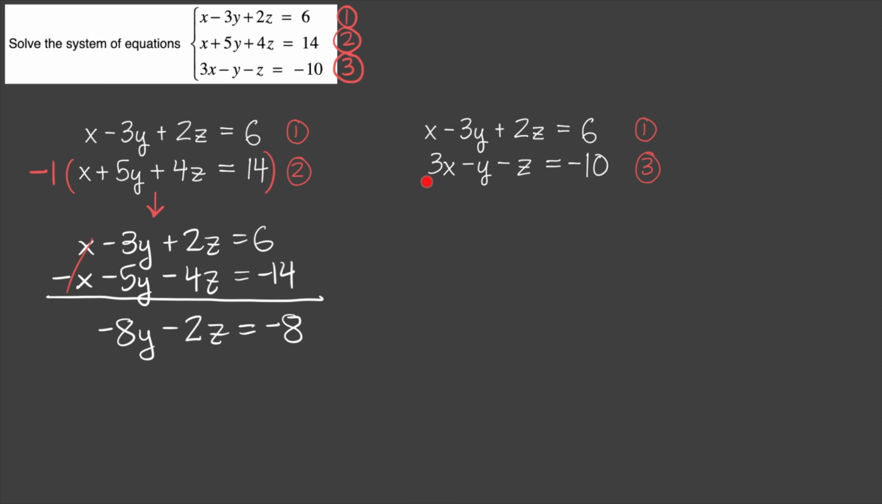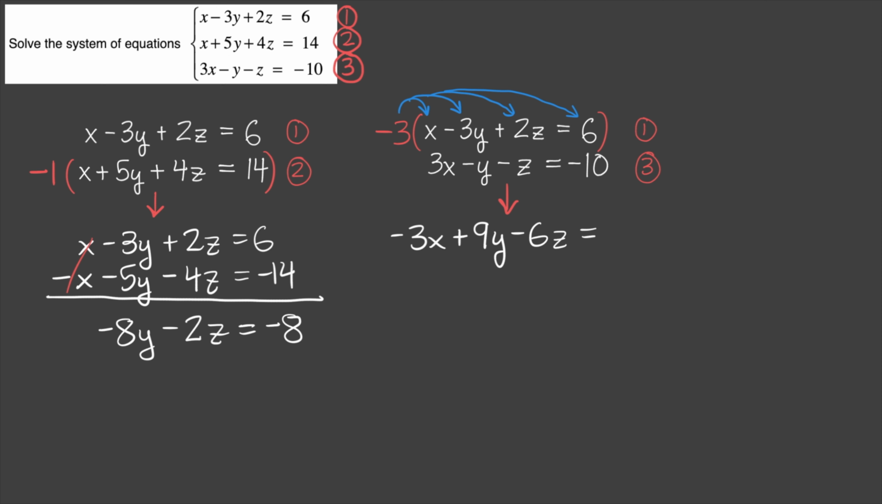Now let's go over here and do the same thing for equations 1 and 3. We're going to cancel out the x's again. And which equation should we multiply by? Well, we're going to multiply the top equation by -3 so that the x's can cancel. So we'll rewrite both our equations here. We're going to distribute that -3. So it'll be positive 9y and then -6z.